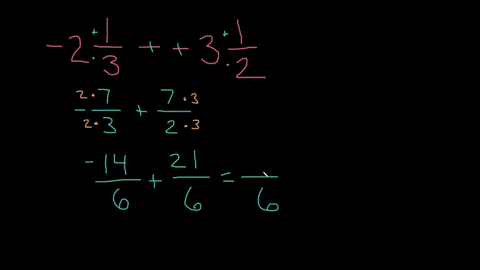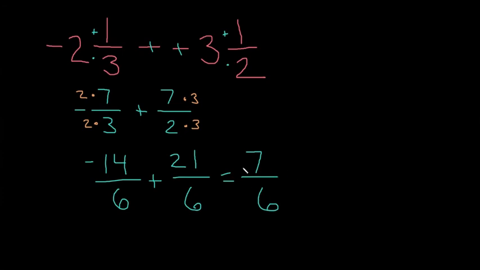And now it's pretty simple. This is a negative 14. That's a price tag on an item that you want. And this is $21. We have $21 in our pocket. So if we wanted to buy that item that costs $14, do we have enough? Sure. We have actually $7 more than the item costs. Now we're going to pretend we're in Oregon and there's no tax.